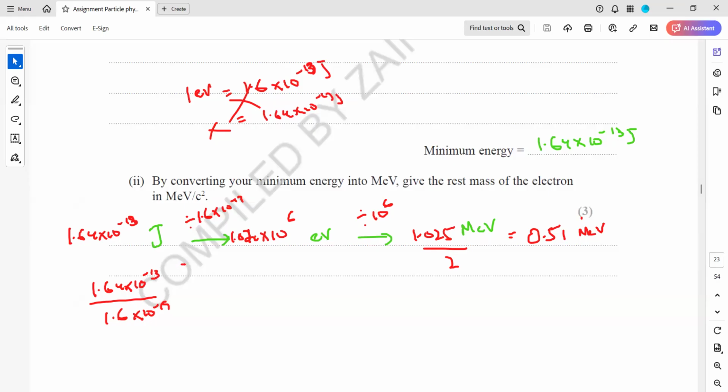And remember, energy in mega electron volt is the same as mass in mega electron volt per c square. So we need 0.51 mega electron volt per c square. So to produce one particle, I need this much amount of energy. Is it clear? Yes, sir. Okay.